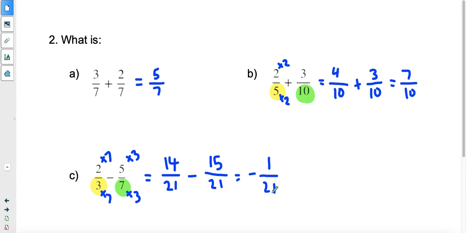And there we go. So again, the idea is when you're adding or subtracting fractions, you want to make the denominators the same.